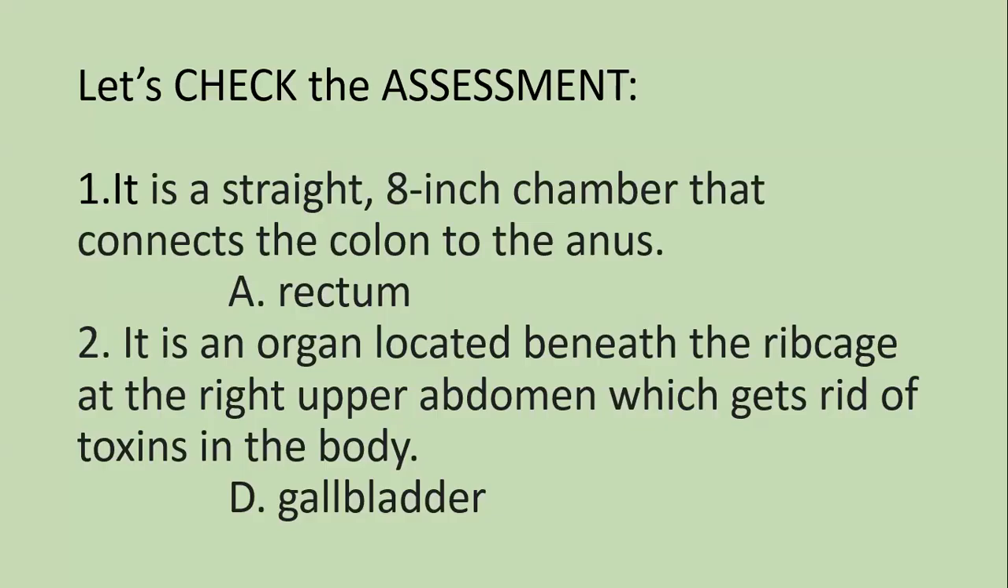Now let's do the checking of the assessment. You're ready? Then let's do the checking. If you're not, just pause your video and continue answering. Okay? Let's start with number 1. It is a straight 8-inch chamber that connects the colon to the anus. Correct answer is A, rectum. 2, it is an organ located beneath the rib cage at the right upper abdomen, which gets rid of the toxins in the body. Correct answer is D, gallbladder.